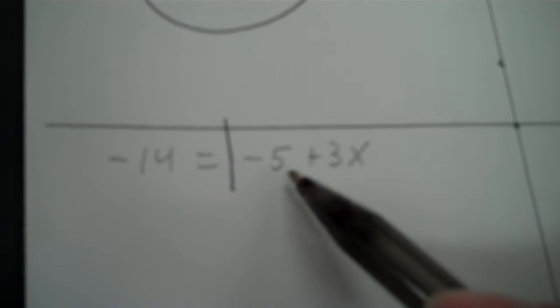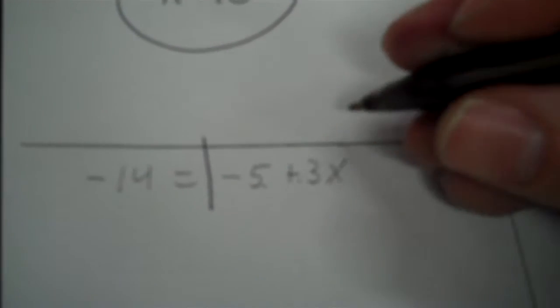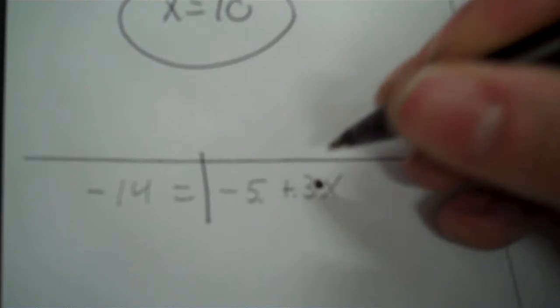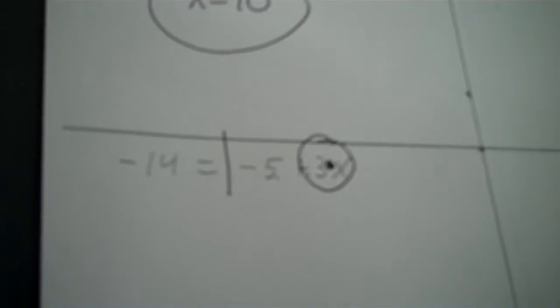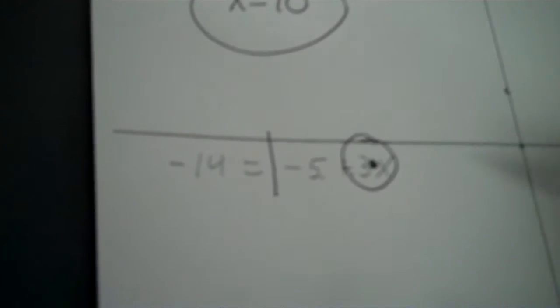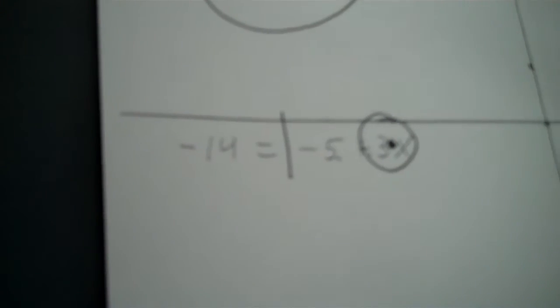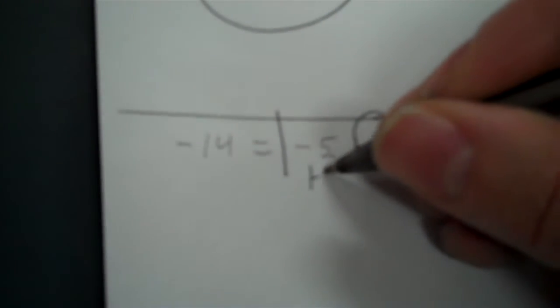Okay, negative 14 equals negative 5 plus 3x, so x is over here. So between the 5 and the 3, plus negative 5 and 3. 3 and x is times. You want to kind of highlight your times or divide if you have it. Okay, so you have to take out your negative 5. That's like a minus 5, so you'd add 5.